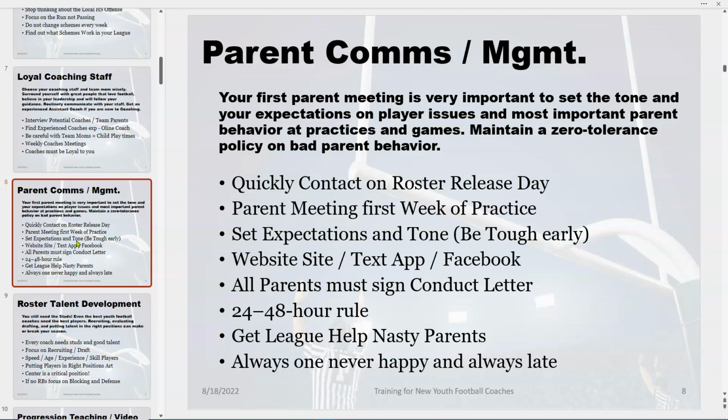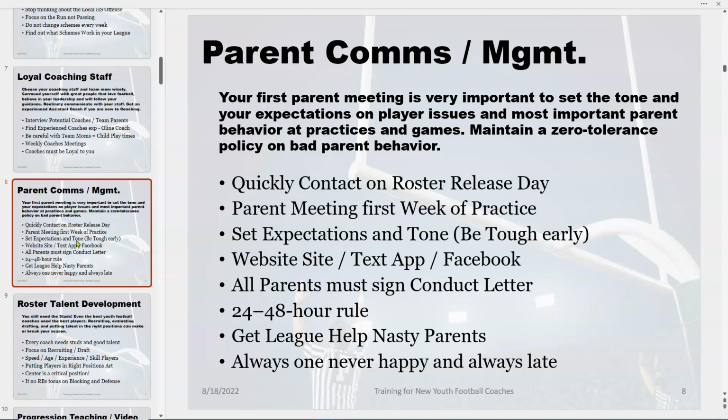I also have a 48 hour rule, that after a game, especially a loss, or there's been some type of issue on the field at practice, they've got to give us some time to chill out, and let them know they can't show up uninvited to your house, which has happened to me before.